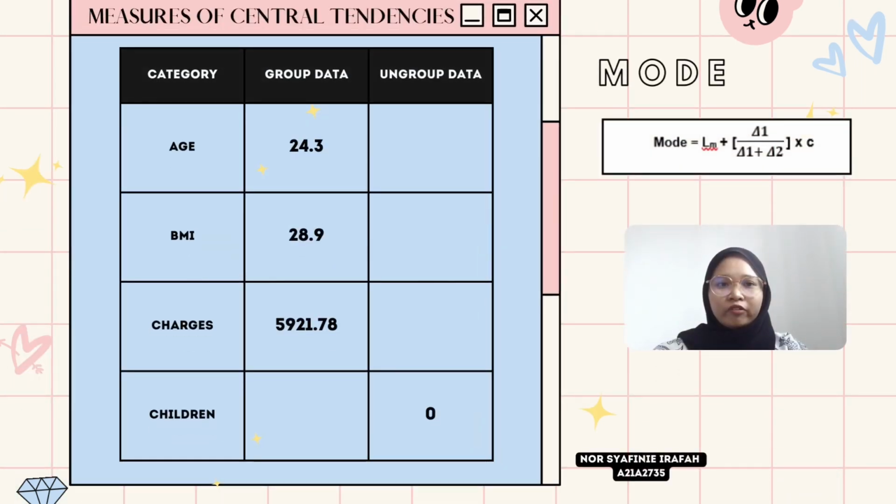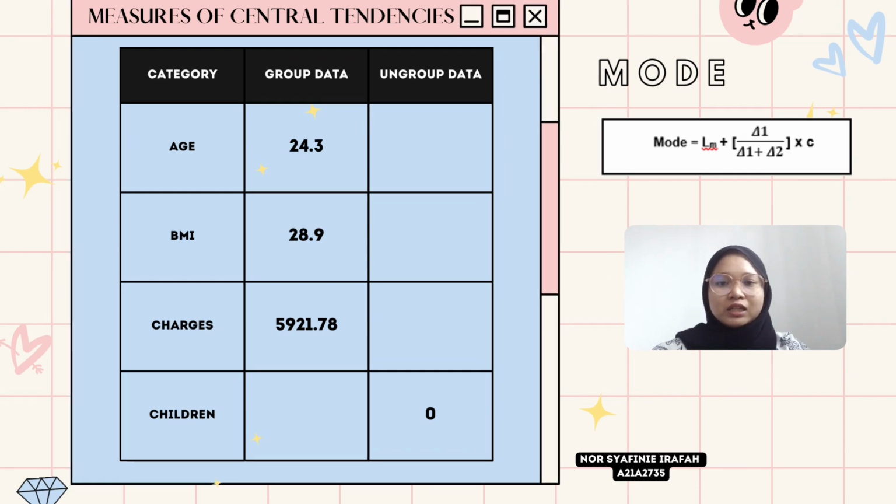And lastly, we have the mode. To calculate the mode, we can use the formula L_m plus d1 divided by d1 plus d2, multiplied by c. This formula we can use for grouped data. So the mode for age is 24.3, mode for BMI is 28.9, and mode for charges is 5,921.78, and children is 0.